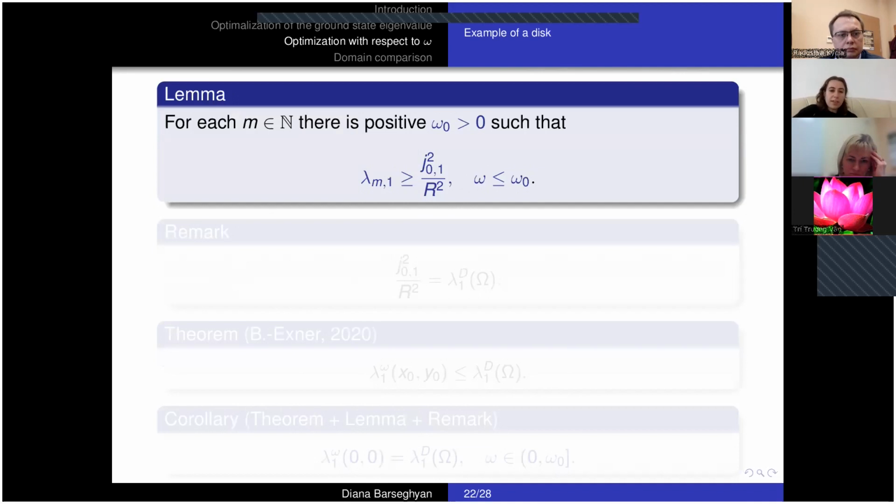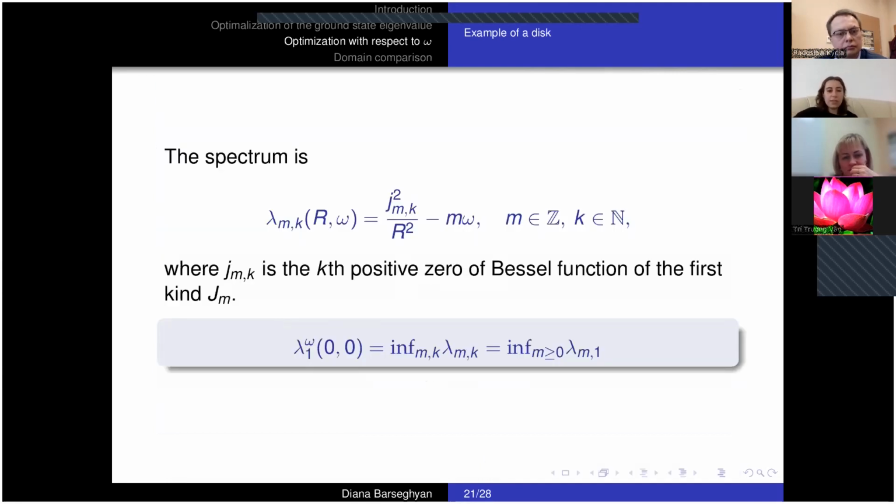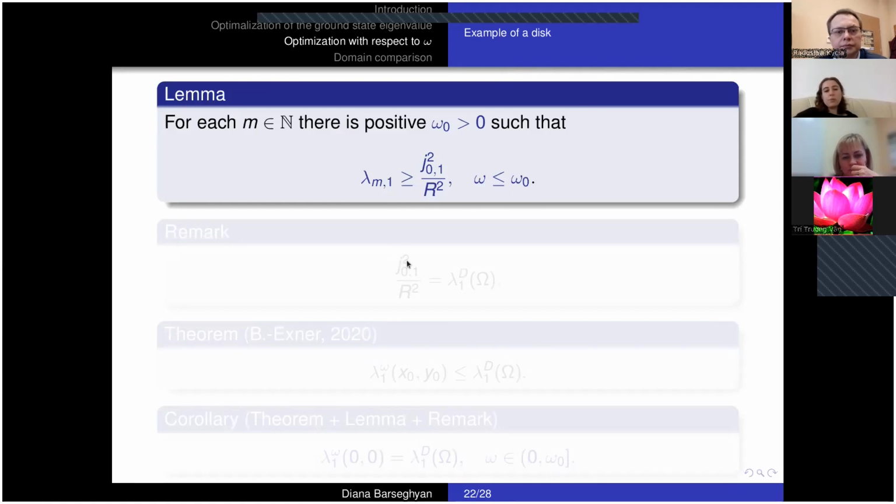We prove the lemma that there exists a positive number, omega 0, such that if omega is less than omega 0, then the ground state eigenvalue is larger or equal than j01 squared over r squared, where j01 is the Bessel zero. Can you go to the previous slide? Yeah, you can see here what is the j m k. So next slide, please. So we prove that j m 1 is larger or equal than j01 squared over r squared.